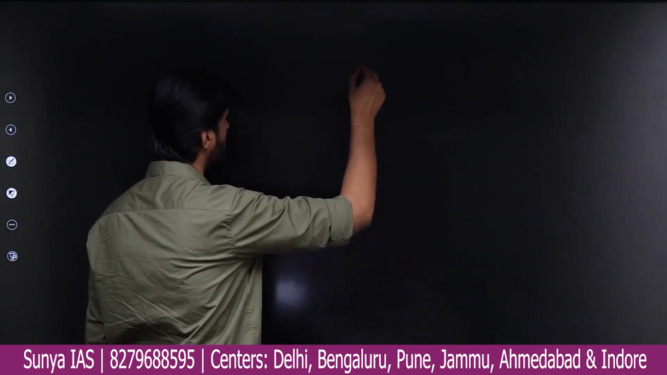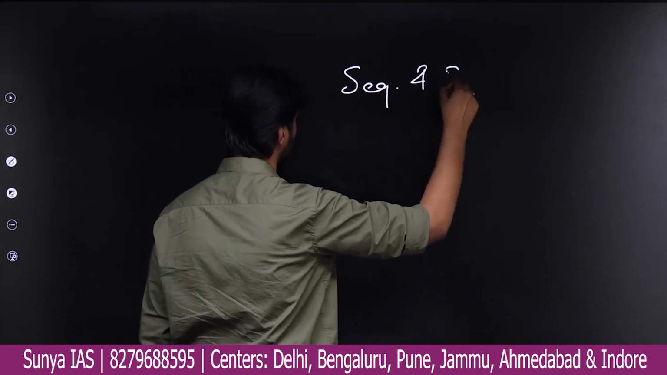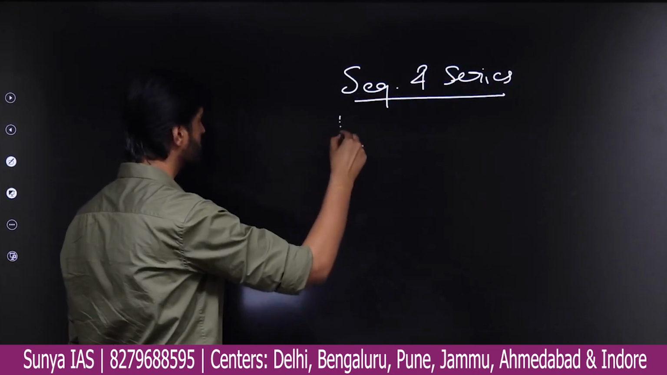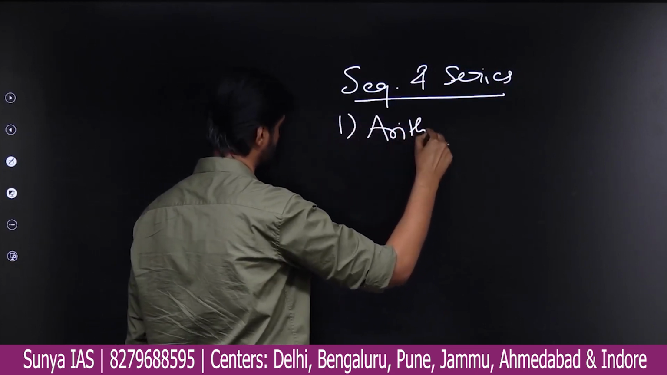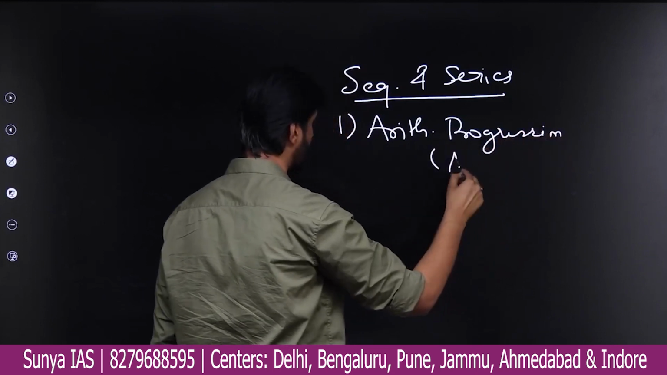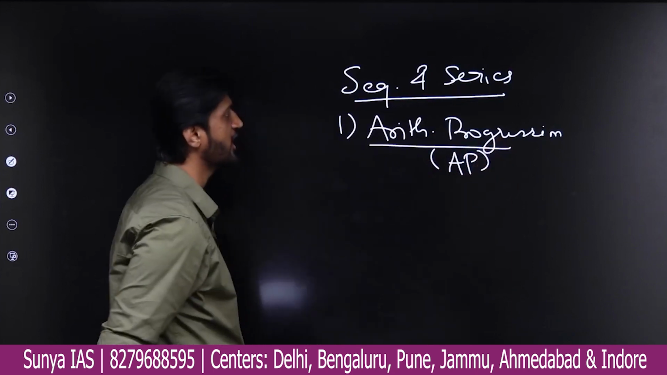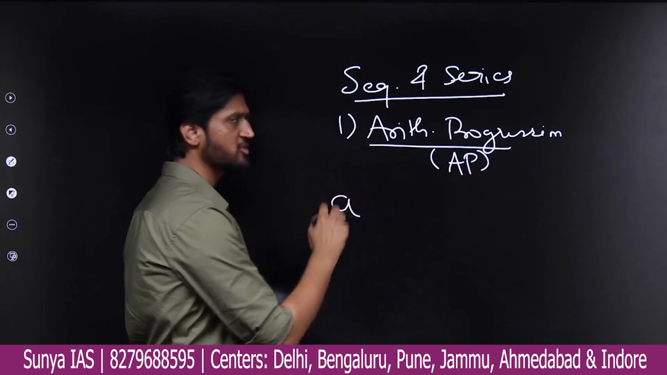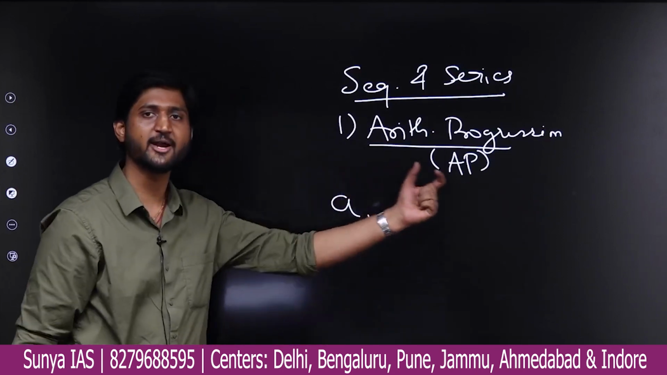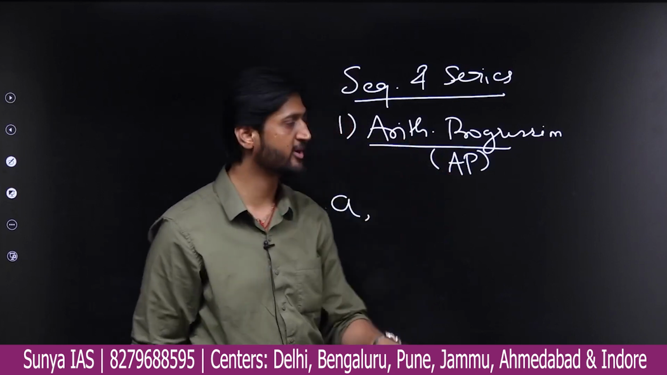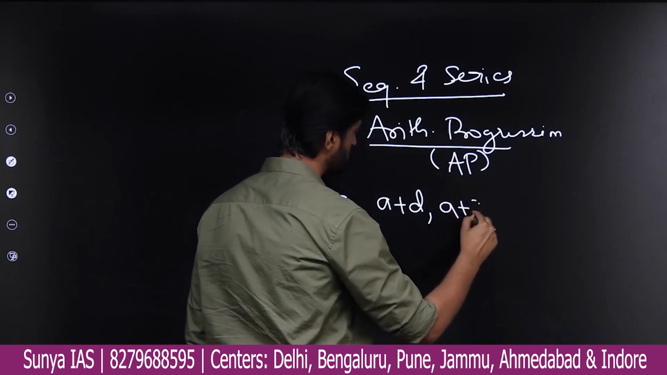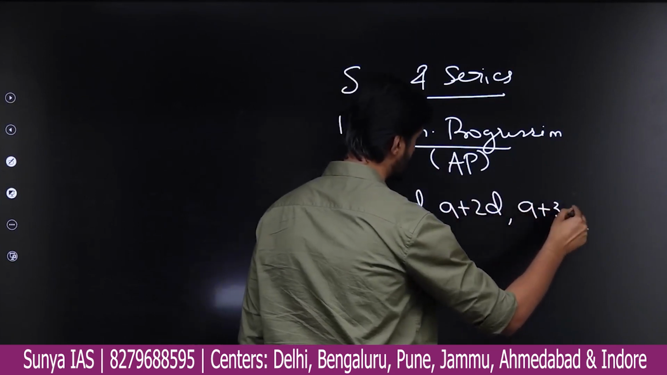Okay, so here in sequence and series we talk about two kinds of series. The first one is arithmetic progression, which is simply called AP. What is AP? In AP there is a first term, some initial term, let's call it A, and then further in each term you just keep adding a constant value. That constant value is called common difference, denoted by D. So the second term will be A plus D, A plus 2D, A plus 3D, and so on.